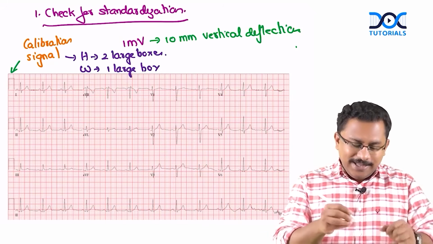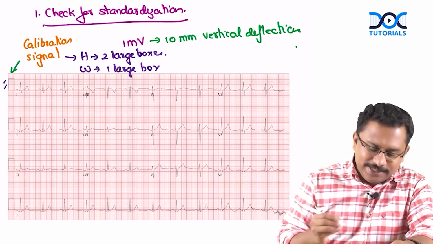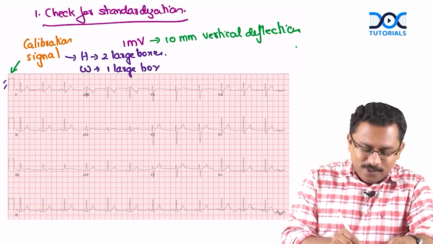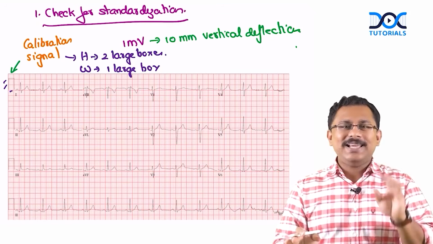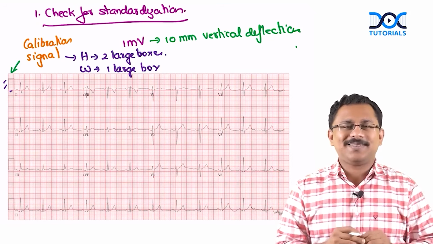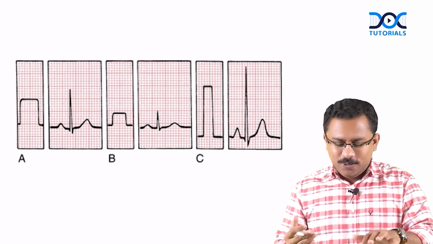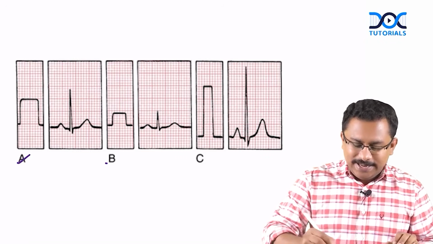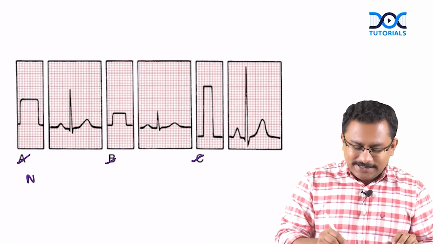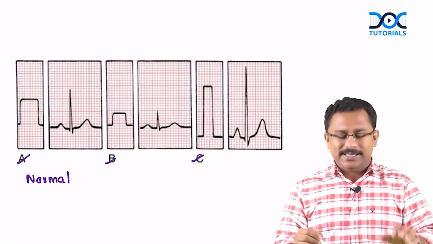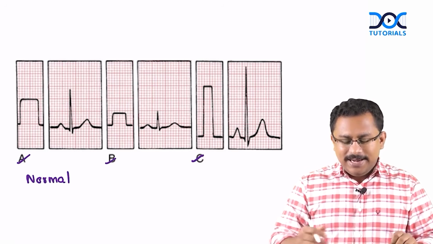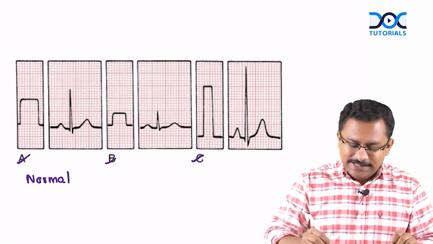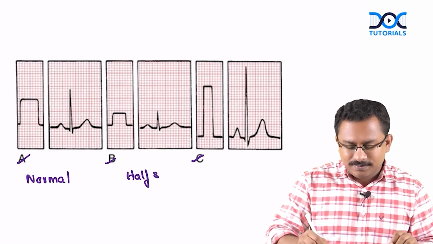So look at the calibration signal that you have here. The height is, you can see clearly, 2 large boxes, and the width is again 1 large box. So you can say that this is normally standardized, which is very, very important. Now why is this very important? I'll just tell you. You are having 3 examples here, A, B and C. In A, the standardization is normal, and you look at the morphology of the QRS complex. The example given as B is a half standardization.